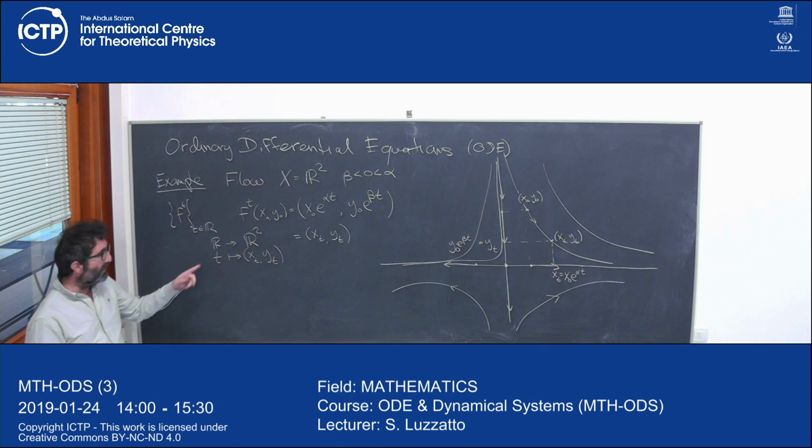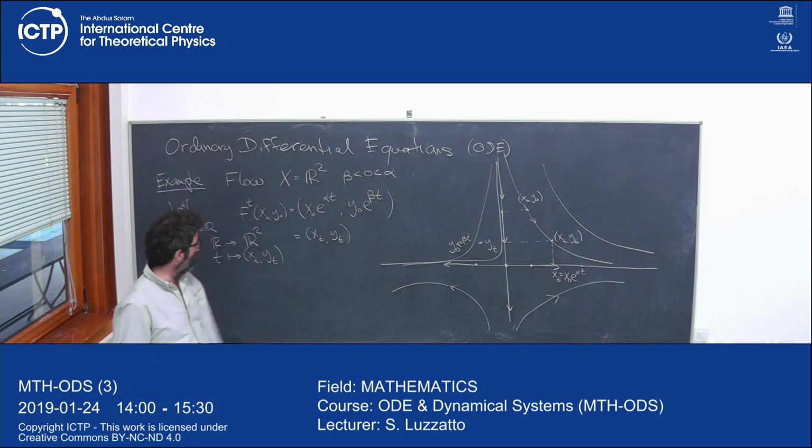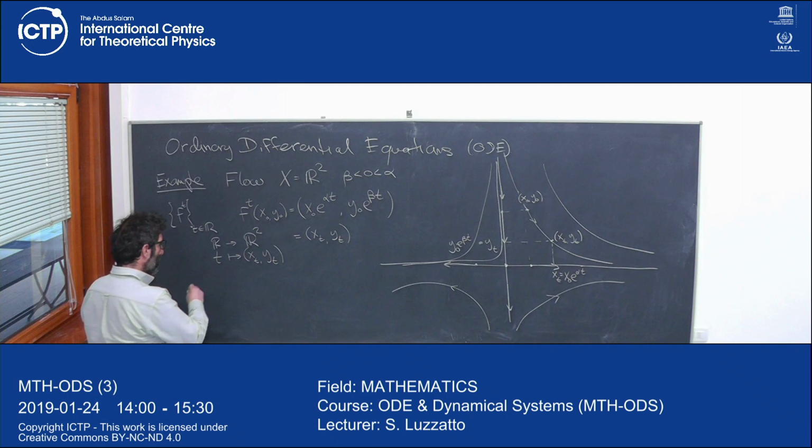So we can take the derivative of this function with respect to t. Right? What is the derivative of this function with respect to t? So x_t and y_t are given by this. Okay? So the derivatives, how should we write this?